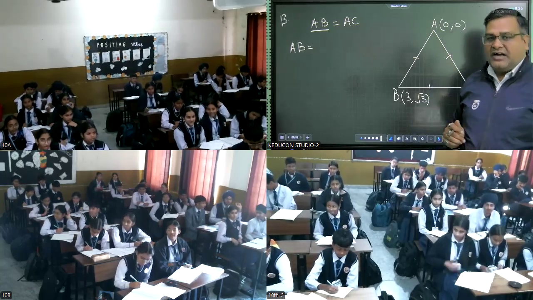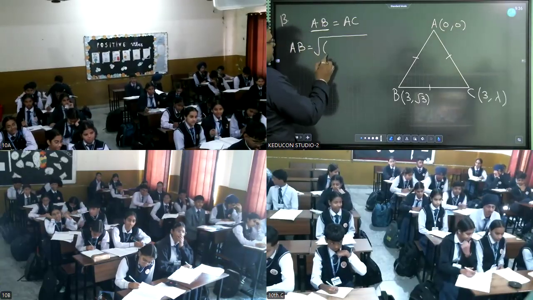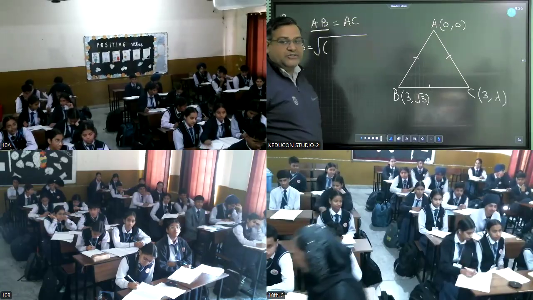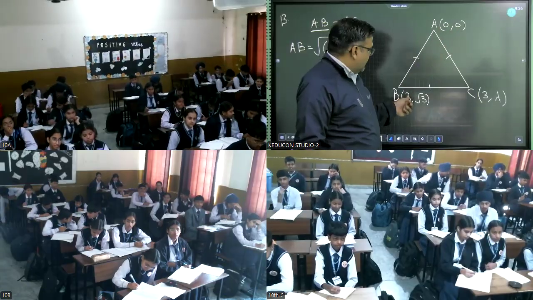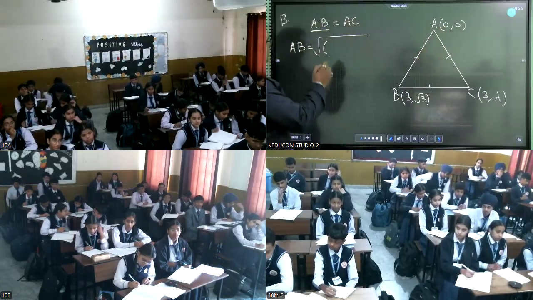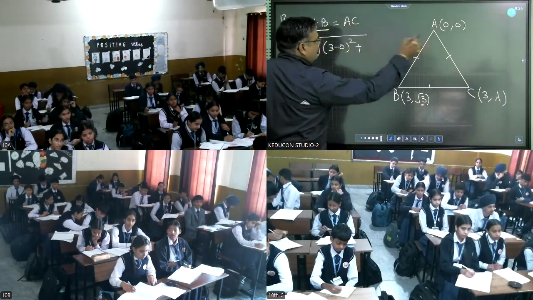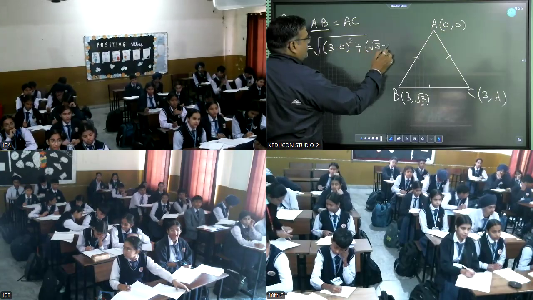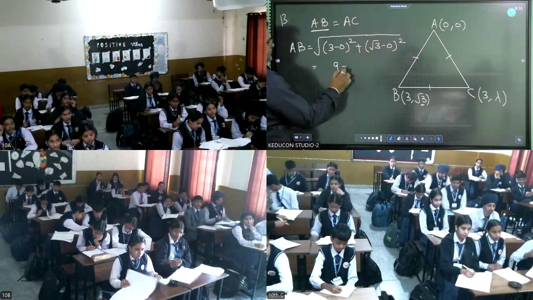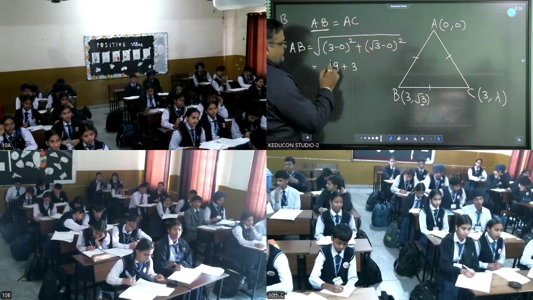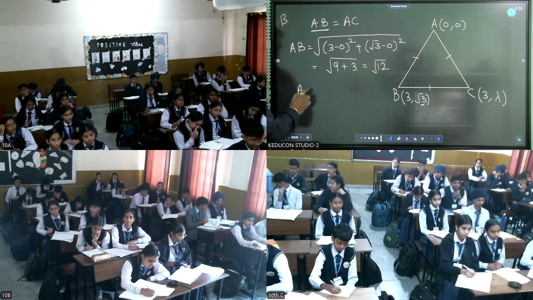Where did the square of lambda go? It is under root also. Here there was lambda square, it got removed here. Write the square of lambda. See children, what to do here. This is x1, this is y1, this is x2, y2. Under root 3 minus 0 whole square plus under root 3 minus 0 whole square. Right. So what does this become? 3 square 9 plus 3, under root 12. That will be AC.